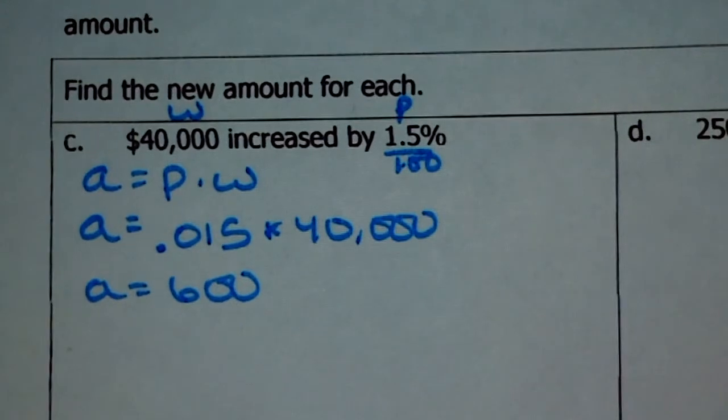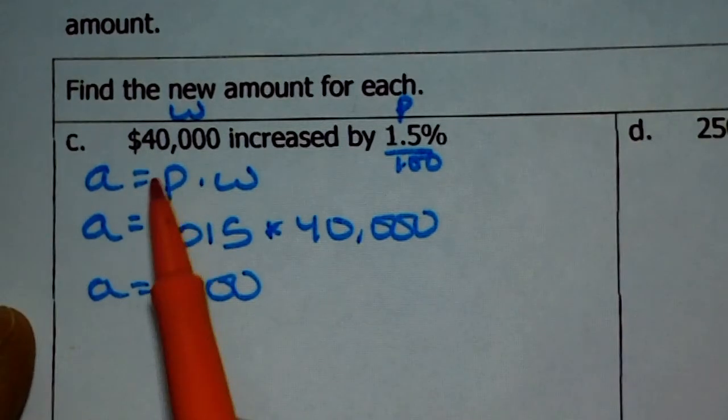Now $600 is not your new salary. That would be terrible. Terrible to go from $40,000 a year to $600 a year. What that $600 is, that's the amount of money that you're getting as an increase to your current salary.